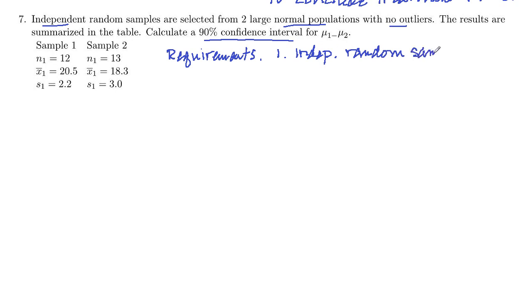And that's given. Second requirement is that both populations are approximately normal. So populations approximately normal, and that was given here.